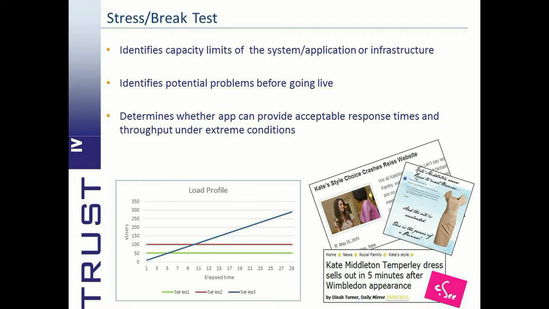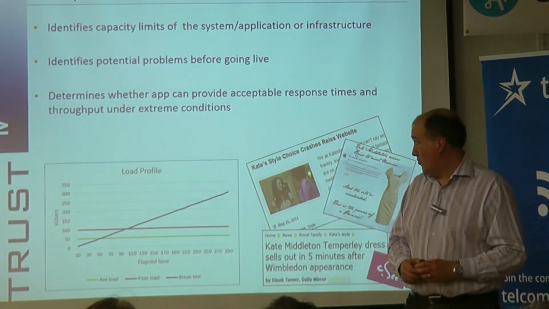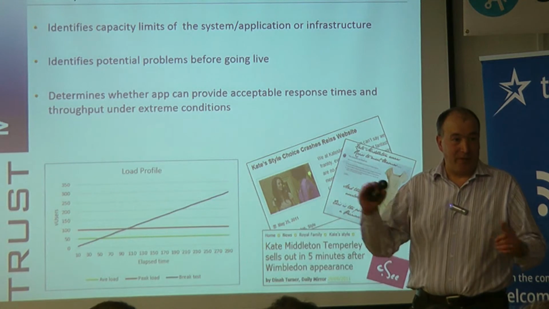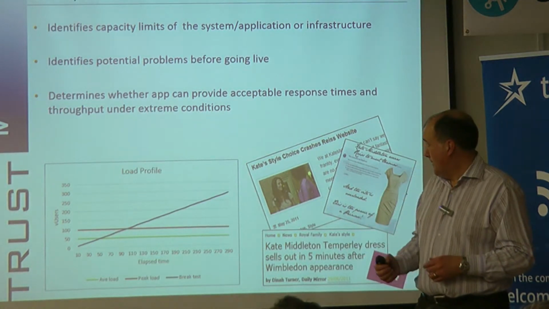Kate Middleton's one of these people who has this effect on websites. She'll go out in a dress, someone takes a picture, and the manufacturer or the stockist of that dress, all of a sudden their website goes. So this is where a break test can be useful, to give people these theoretical limits that they can push their application to.